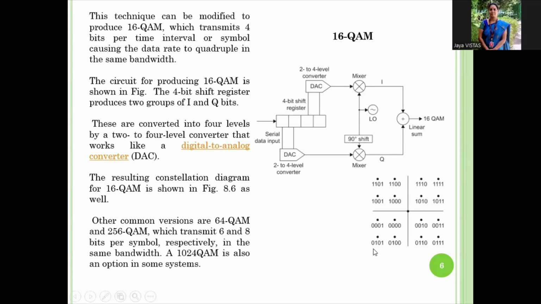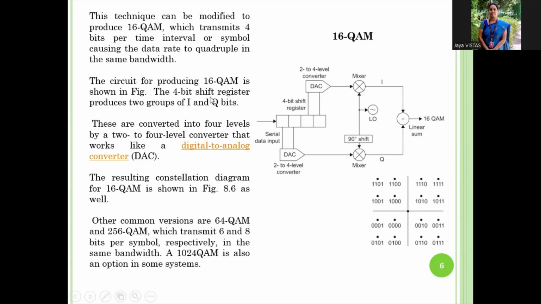So here see that this is a 4-bit combination: 0, 0, 0, 0, 0, 0, 0, 1. Likewise up to 1, 1, 0, 1 and 1, 1, 1. So the last one is 1, 1, 1, 1. So here 4 bits means 2 power 4, the 16 combinations. Okay, so this circuit producing 16 QAM is shown in the figure.